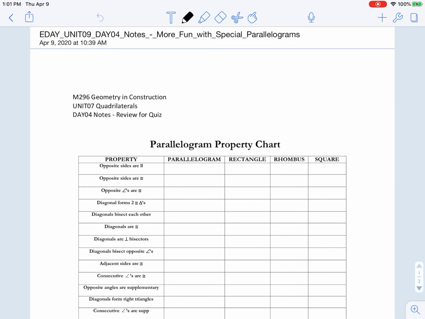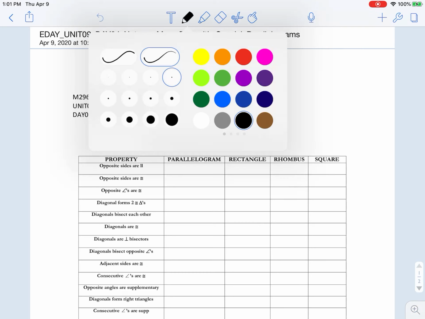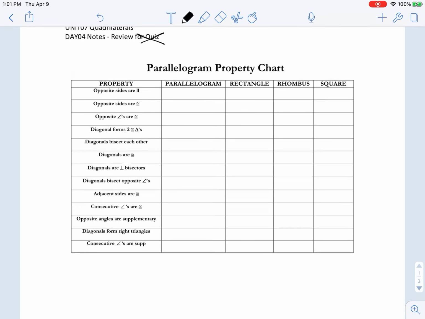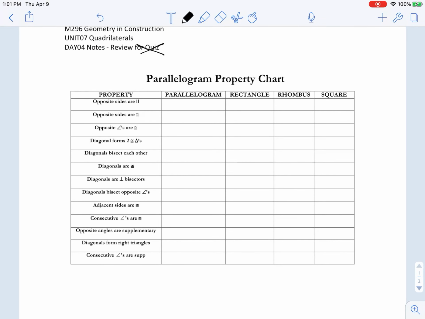Hi, this is day 4 of our quadrilaterals unit. In these notes, it says it's for a quiz. We were just reviewing, and we're going to move on to the next lesson later. But it's a brief lesson. This is another way I can ask you the same kind of questions about parallelogram properties.